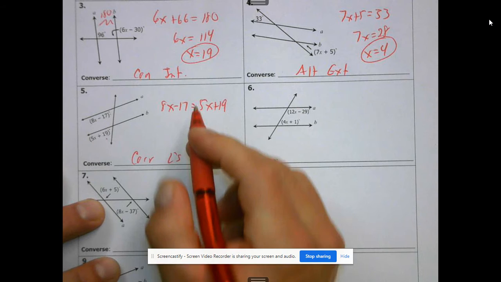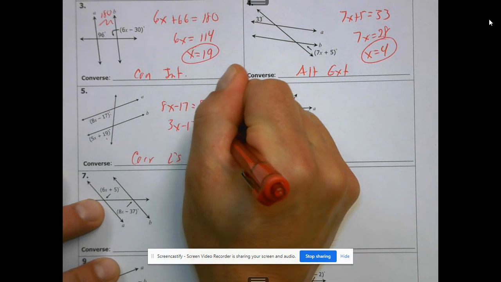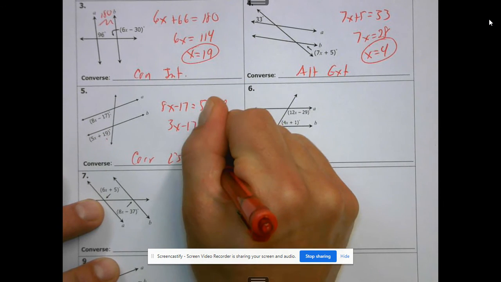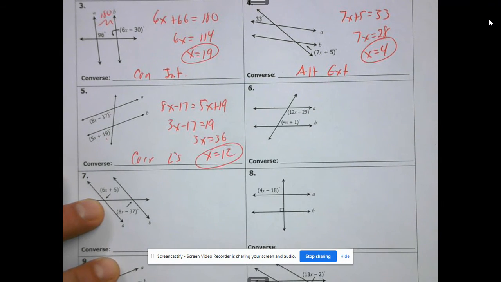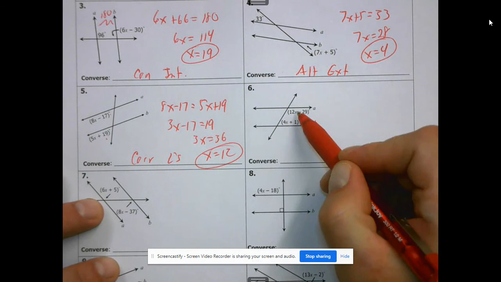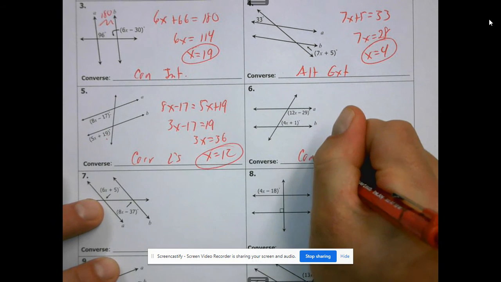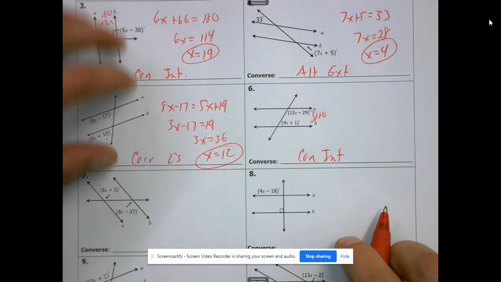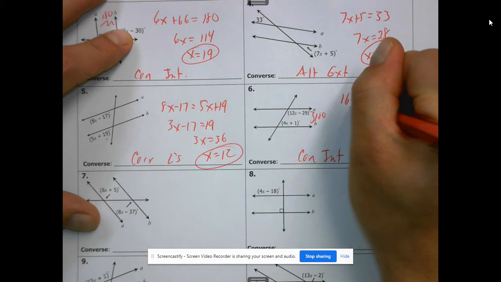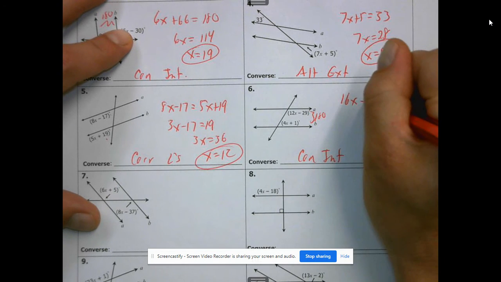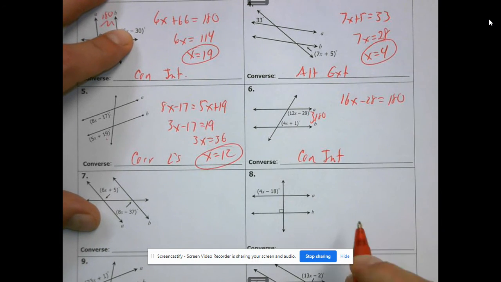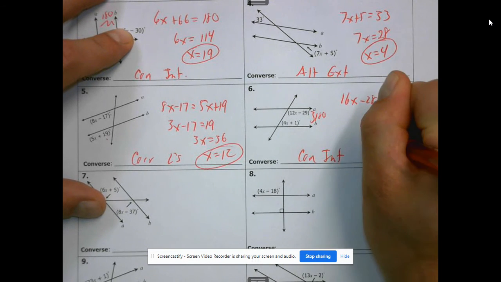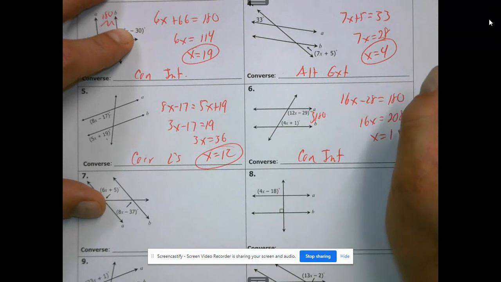Subtract the 5x over first. Add your 17 over. And then 3 goes in there 12 times. Number 6, inside, same side. Those are consecutive interiors. Add them up, equal it to 180. 12x, 4x, 16x. Negative 28 is 180. Add the 28 over. 16x is 208. 16 goes in there 13 times.